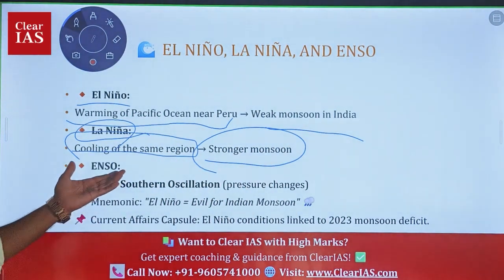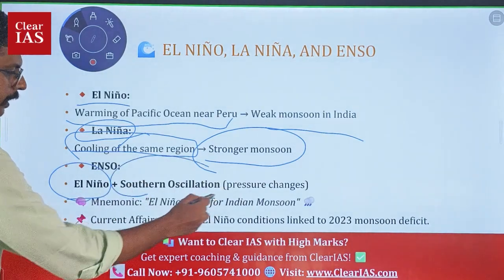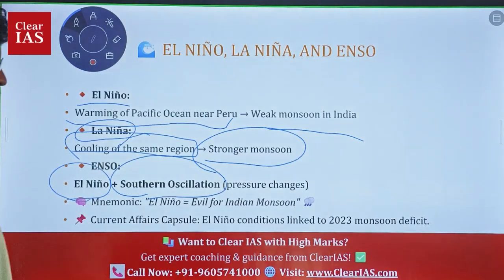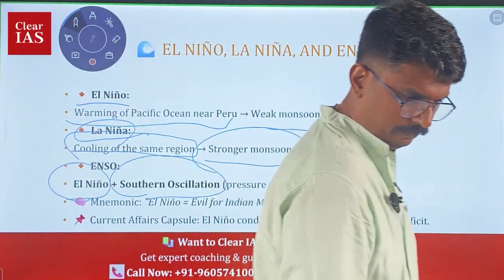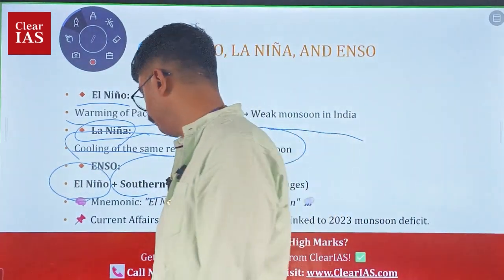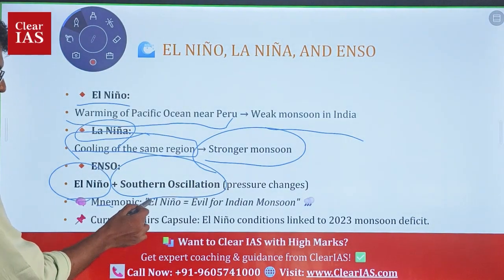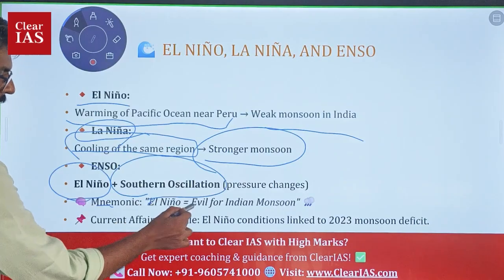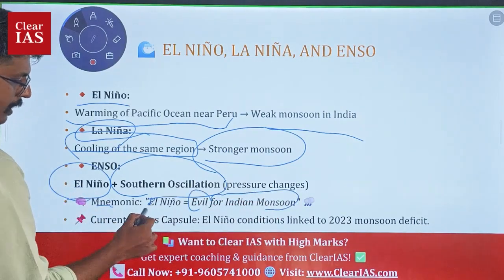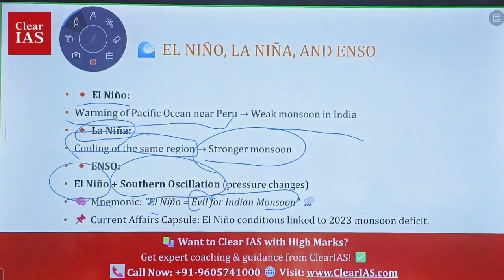Then ENSO is El Nino, the movement in the air, plus southern oscillation, the movement in the water. Now, something to remember, El Nino, El, evil for Indian monsoon. So you can remember, when it's El Nino, Indian monsoons are affected.